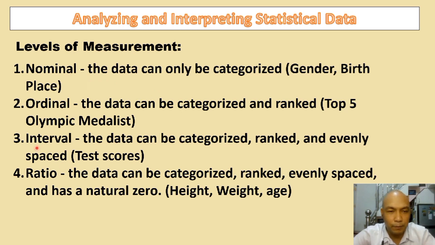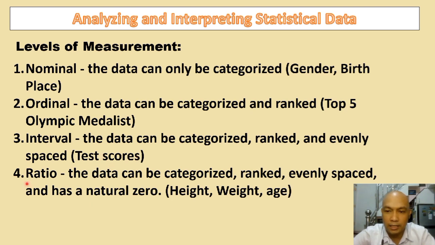So meron tayong 4. Ang pinakamababa dyan is only nominal because the data can only be categorized tulad ng gender, ng birthplace. Kaya pag sinabi naman nating ordinal, the data can be categorized and at the same time it can be ranked. So halimbawa, top 5 Olympic medalist. And then ang next natin dito is the interval. The data can be categorized, ranked, and evenly spaced tulad ng test scores.